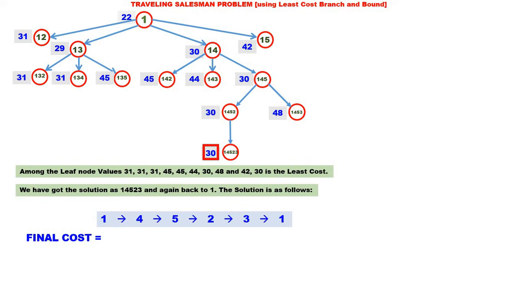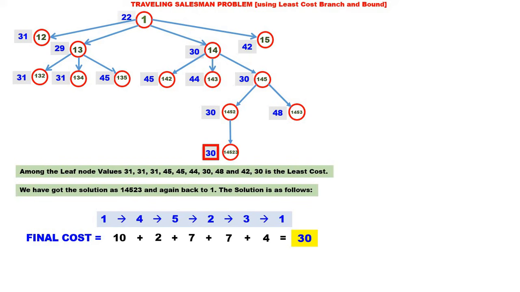What is the value of 1 to 4? 10. 4 to 5? 2. 5 to 2? It is 7. 2 to 3? It is 7. 3 to 1? It is 4. So what is the total cost? 30. So this is the solution.